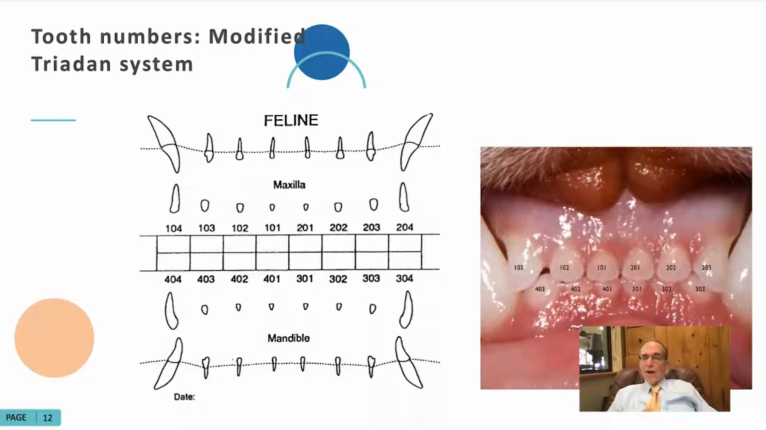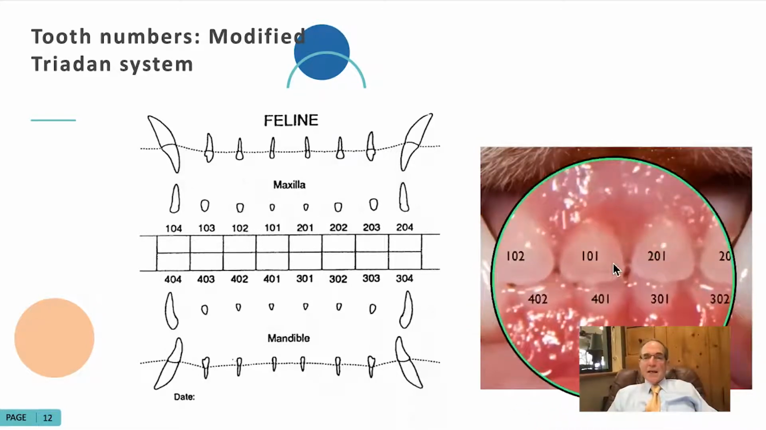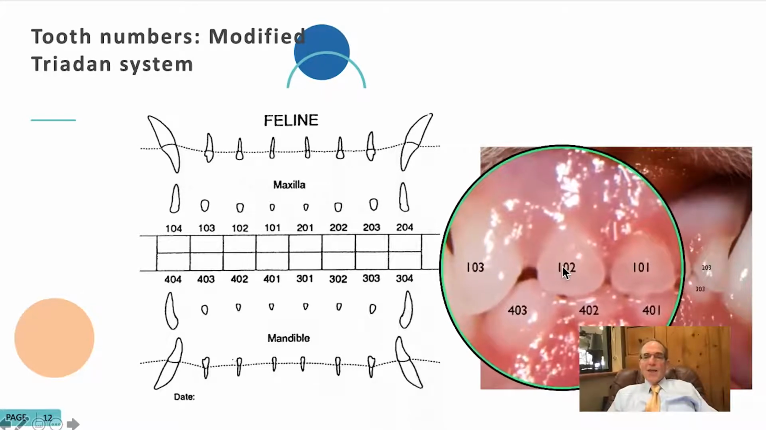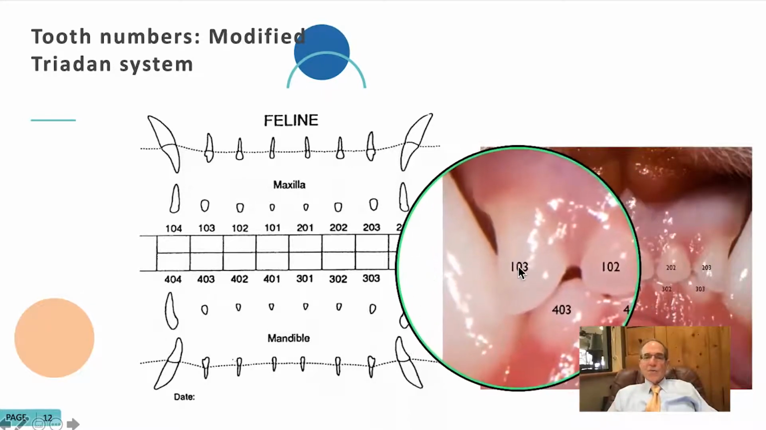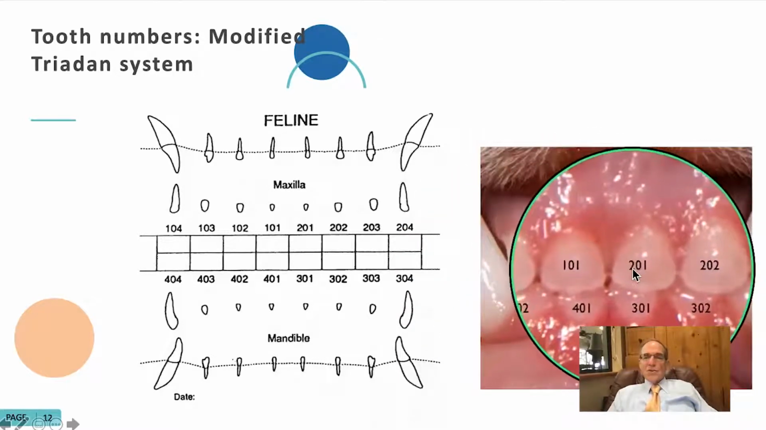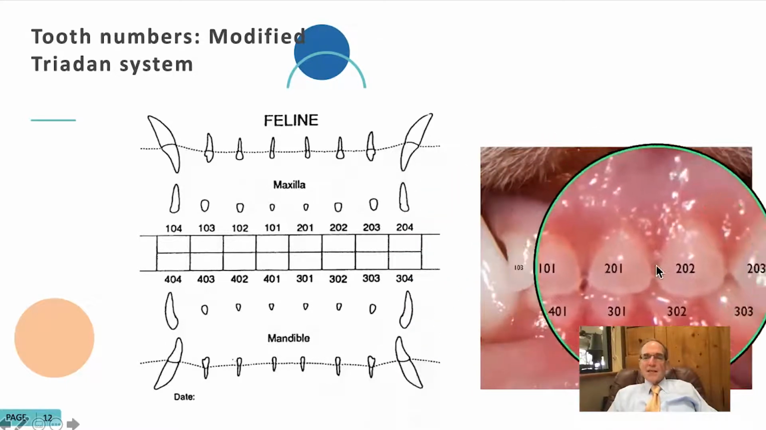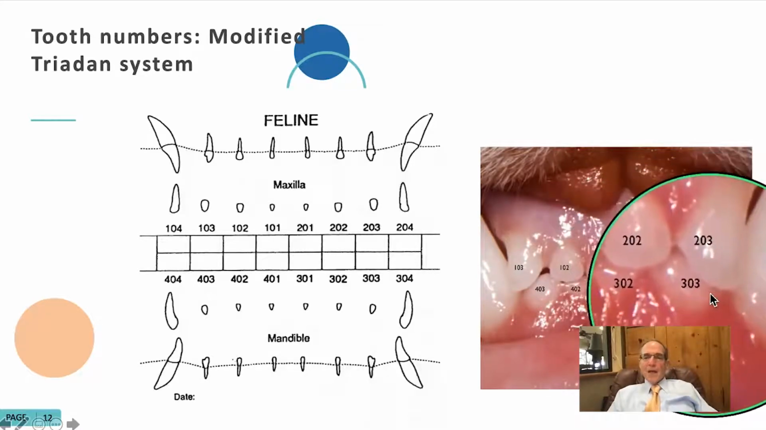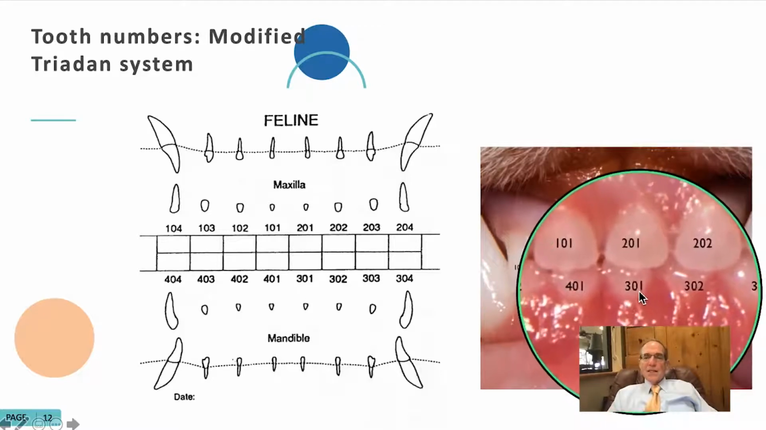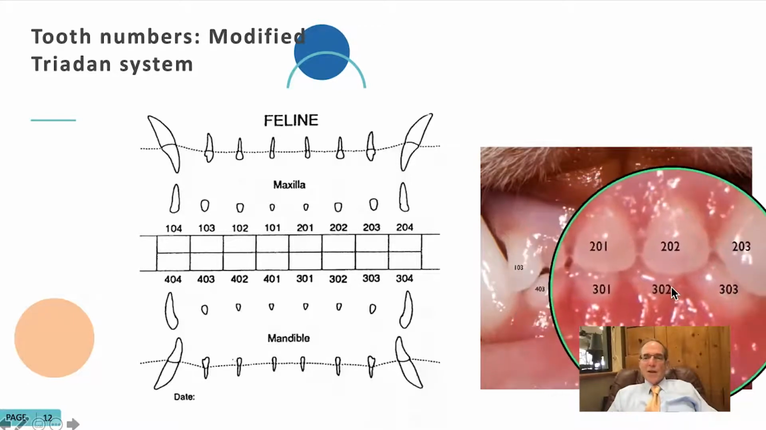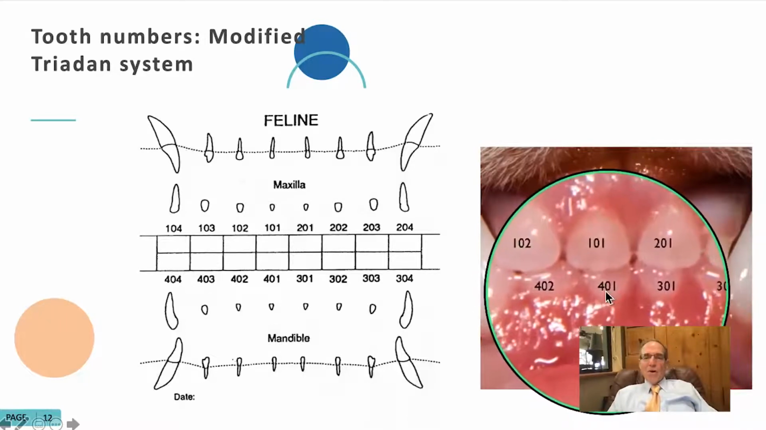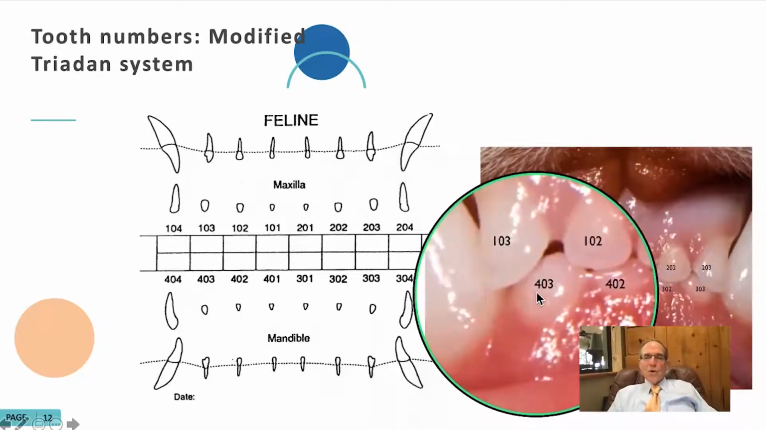So 101 would be the right 1st incisor. 102 would be the right 2nd incisor. 103 would be the right 3rd incisor. Then it goes to 201, which is the left 1st incisor. 2nd is 202. 3rd is 203. Then the 300 series is the left mandibles, 301, 302, 303, and the right mandibles, 401, 402, 403.